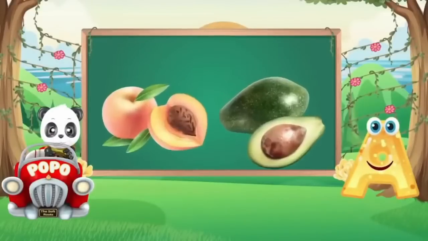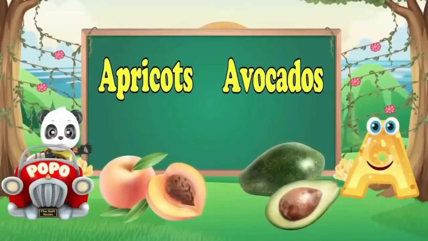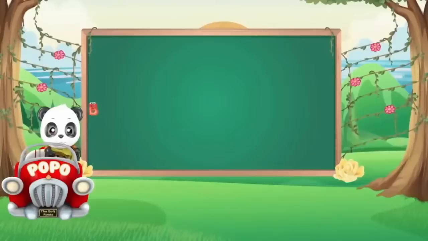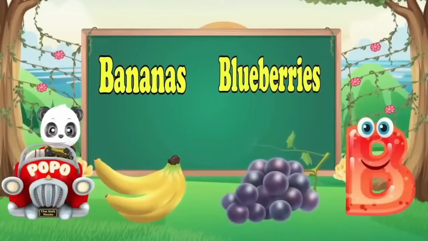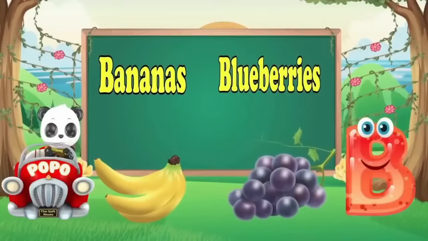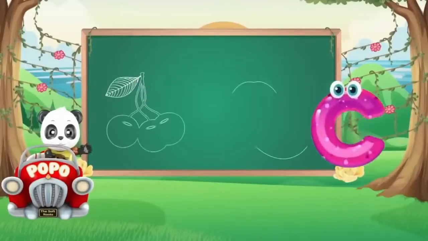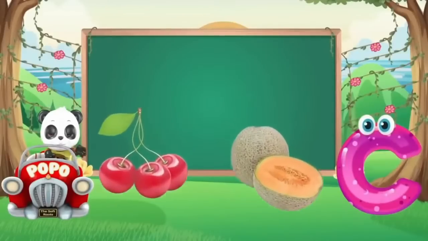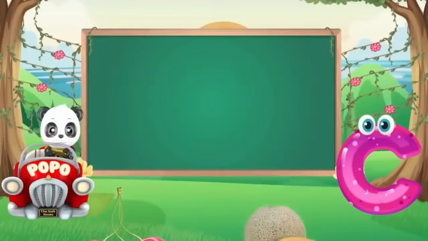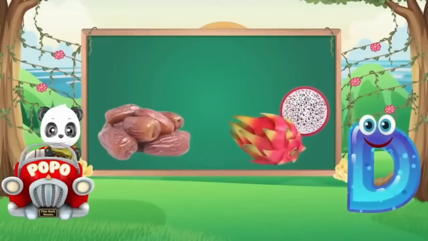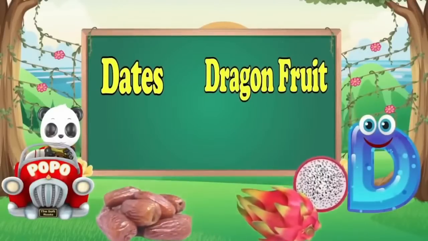A is for apricots. A, apricots. A is for avocados. Avocados. B is for blueberries. B, B, blueberries. B is for bananas. B, B, bananas. C is for cherries. C, C, cherries. C is for cantaloupe. C, C, cantaloupe. D is for dates. D, D, dates. D is for dragon fruit. D, D, dragon fruit.